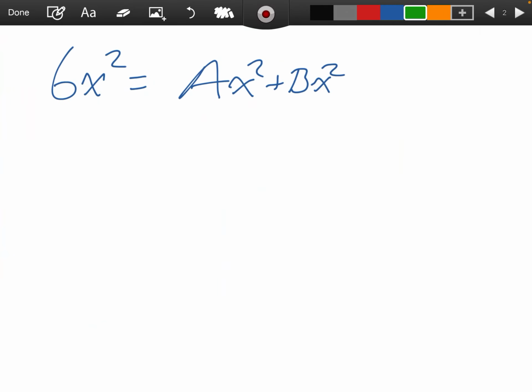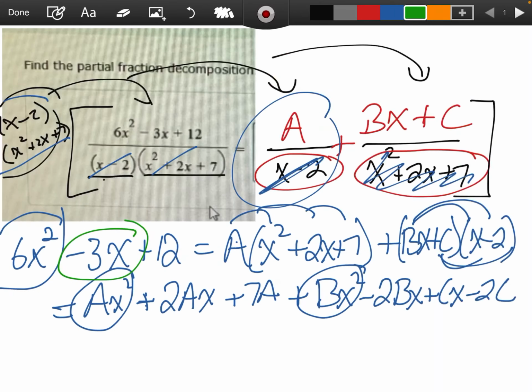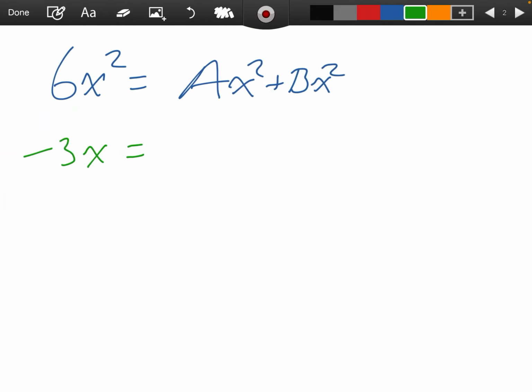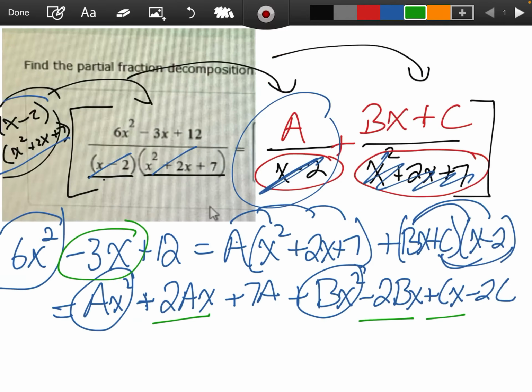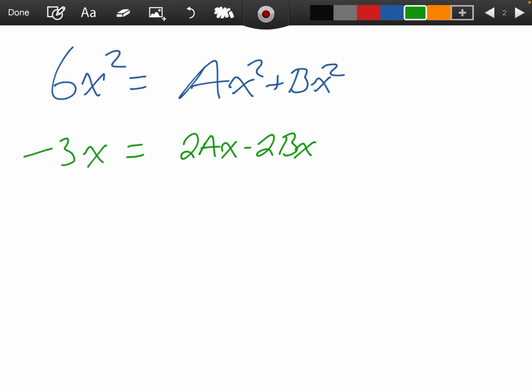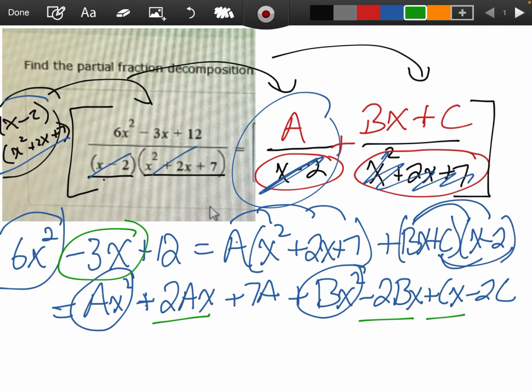Okay, and then let's see. The next part is a negative 3x. So a negative 3x is equal to, I'm going to come back and look at all the ones that have an x. So we have a 2ax, a minus 2bx, and a plus cx. So 2a minus 2b plus c. So 2ax minus 2bx, and then plus cx.